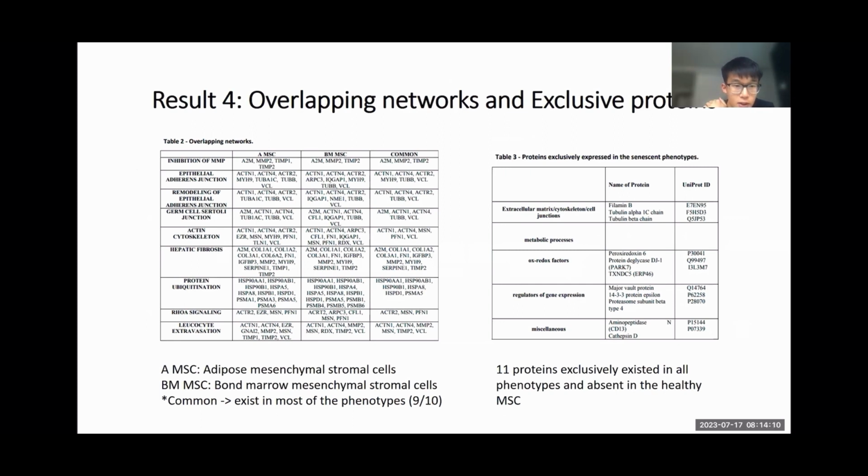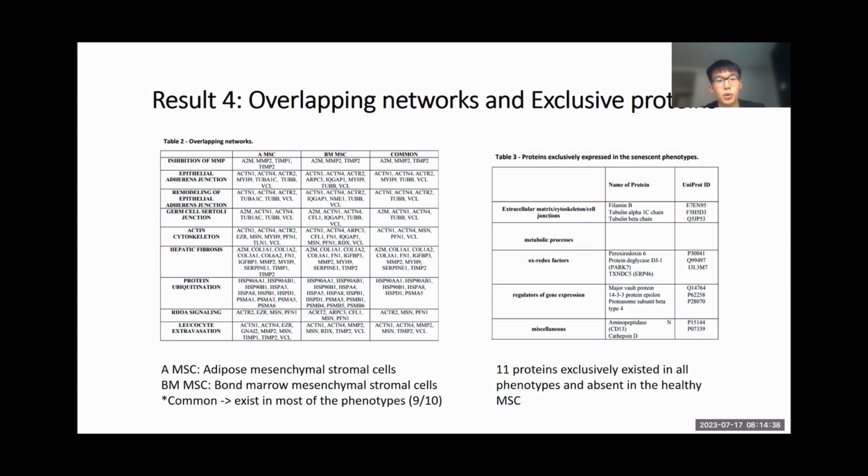Table 2 basically shows the common networks that exist in different types of MSC. In adipose MSC, if you read from the strict AMSC, the proteins that occur here are the proteins that commonly exist in all types of AMSC in those 5 cell senescence conditions.